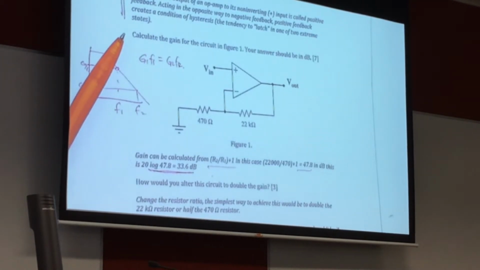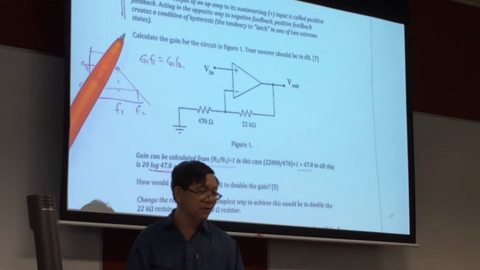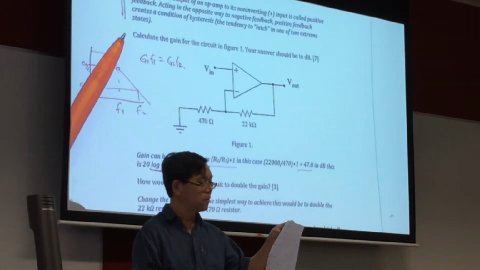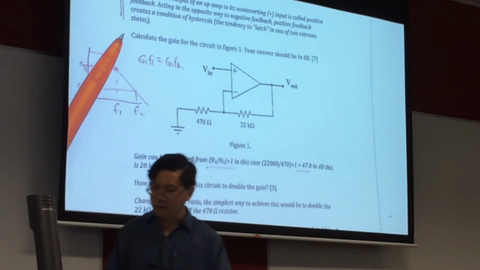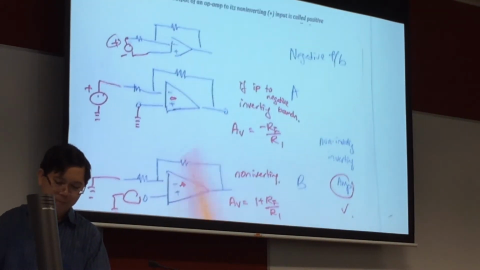Now, one more thing about your op amp is this term called gain bandwidth product. Can somebody tell me what is gain bandwidth product? This portion is just what I used just now, right? Remember I talked about this?